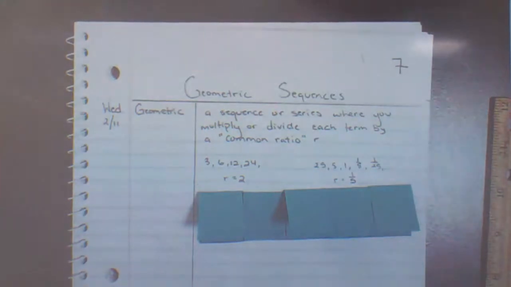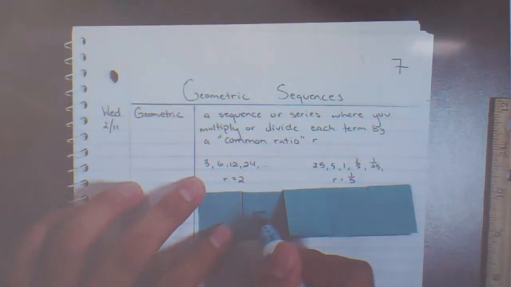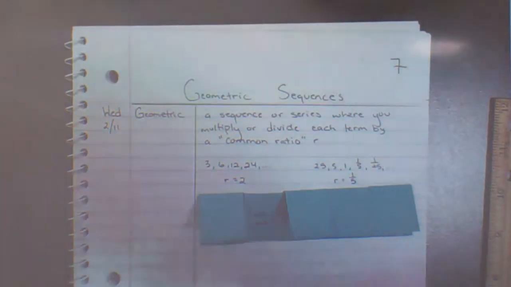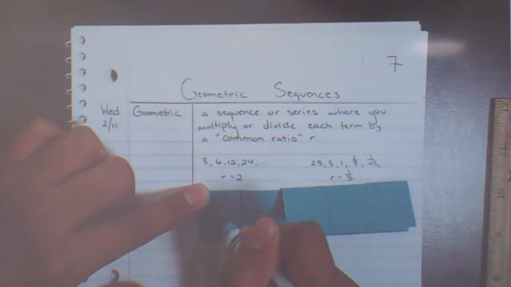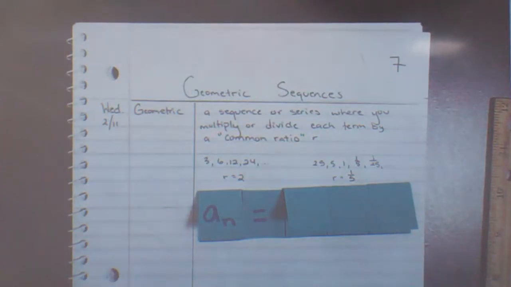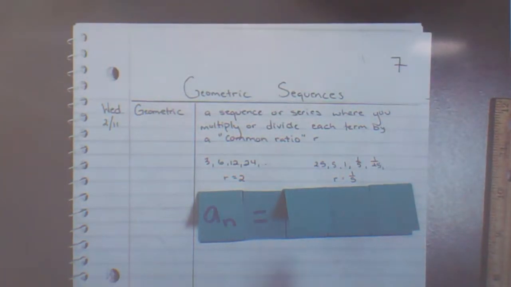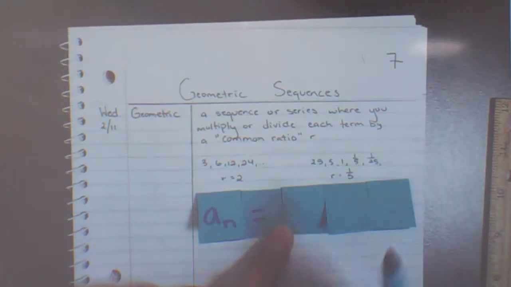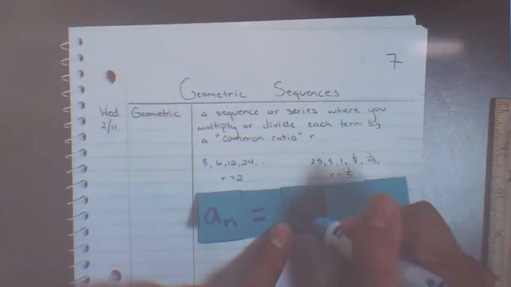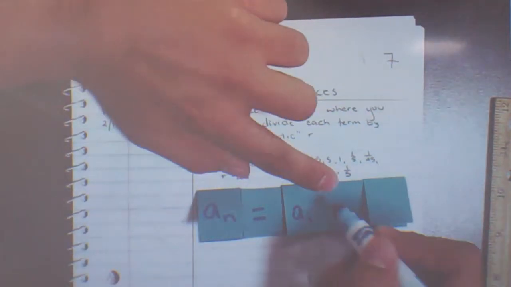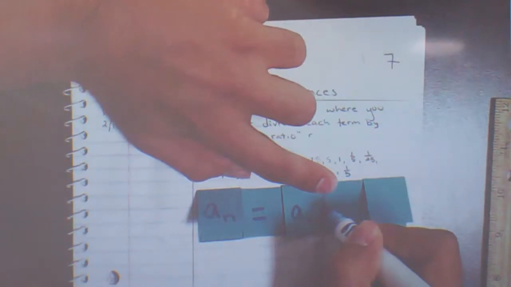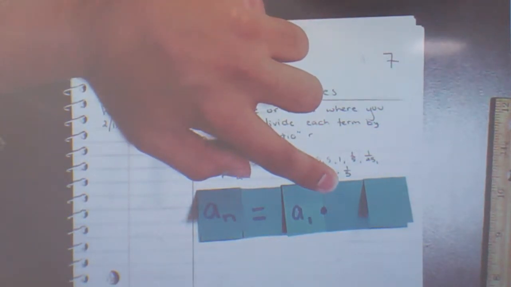All right. So since this is a sequence, this will find any term in the sequence. I want you to write equal to. So what I'm going to do is show what the formula is. For this, it'll be a sub n off to the left. And right over here, you're going to have equal to. This next one is going to be a sub 1. And since this deals with the idea of multiplying, I'm going to put a dot in between these two, indicating that we're multiplying. We're going to multiply that times R.